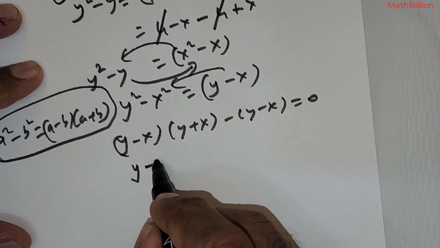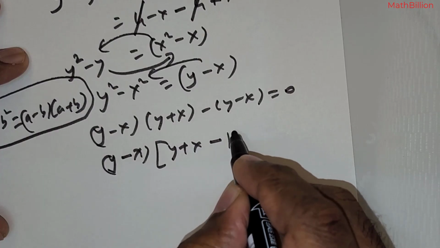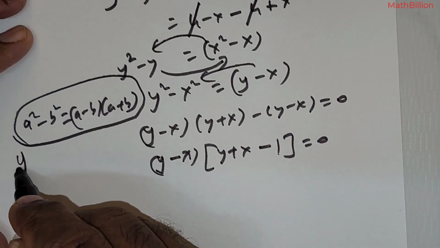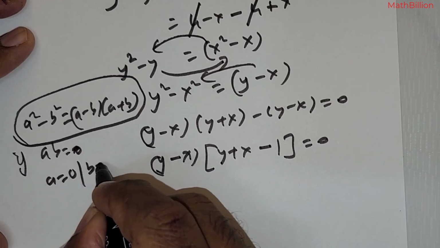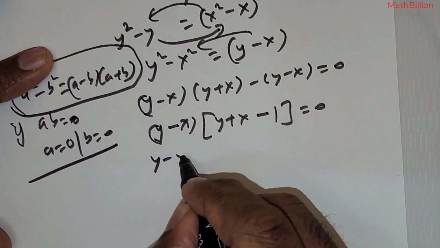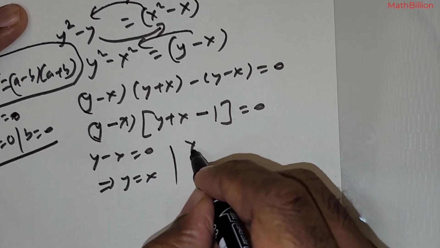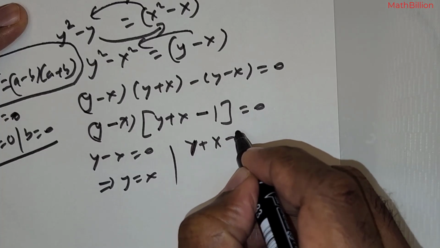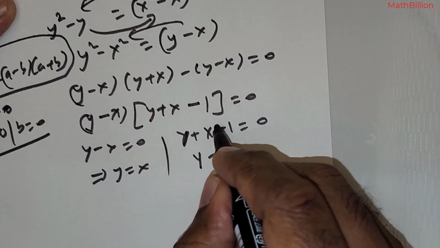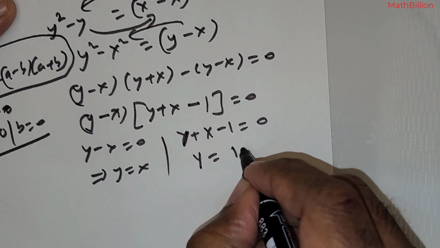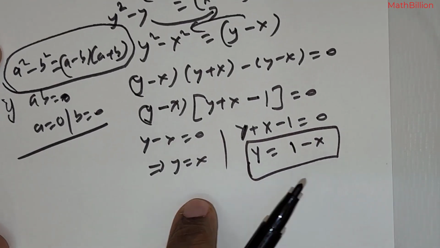Now I can take y minus x out and that would give me (y minus x)(y plus x minus 1) is equal to 0. Now from algebra, if ab is equal to 0, a is equal to 0 or b is equal to 0. So this means y minus x is equal to 0, which means y is equal to x. Over here, y plus x minus 1 is equal to 0, which means y is equal to, I can move everything to the other side, that would give me 1 minus x. So two values we have got.